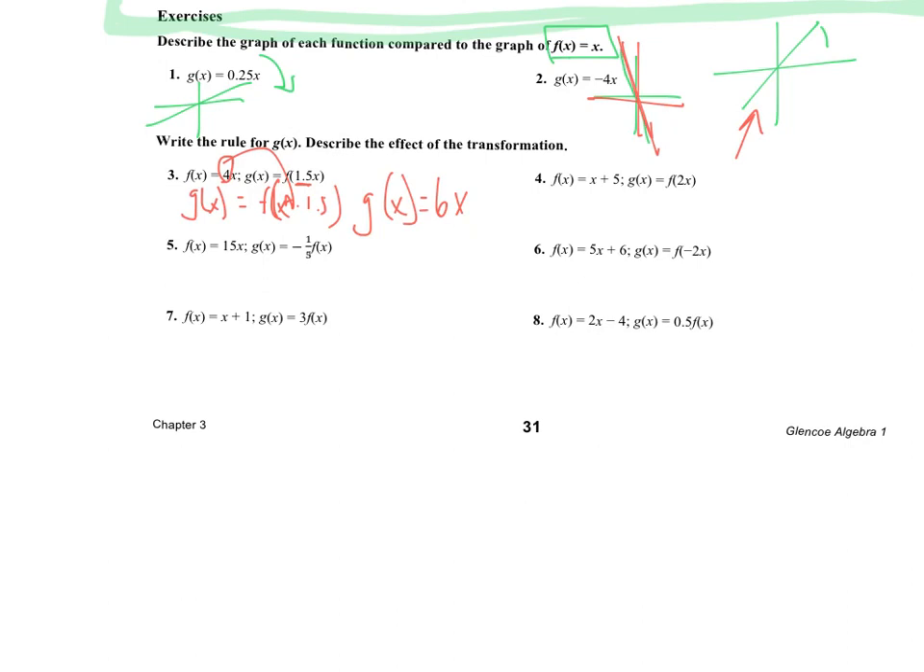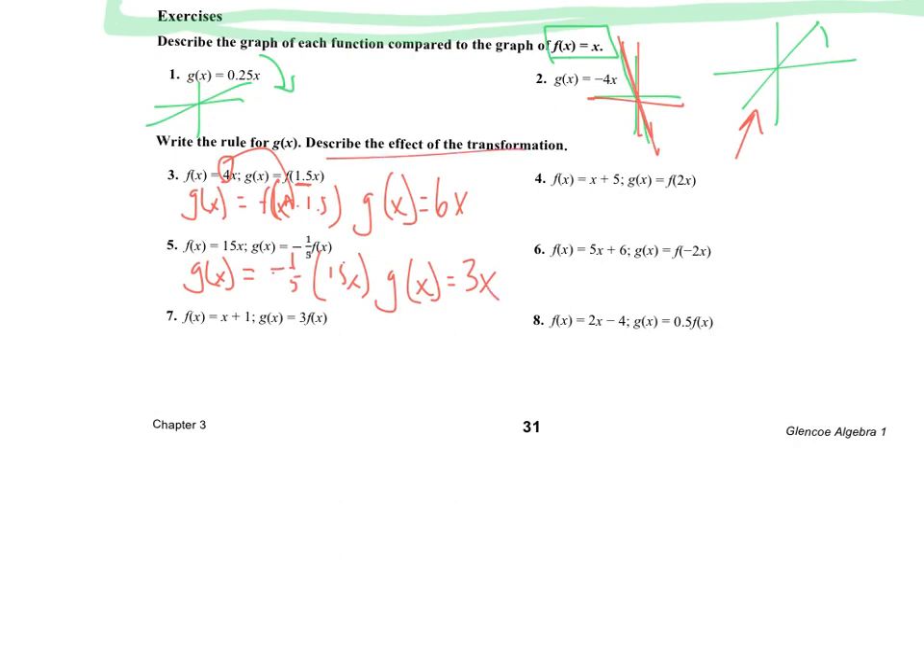I'll just go down. I'll do 3, 5, and 7 first. Number 5, so f of x is equal to 15x. G of x equals 1/5 of f of x. So in other words, I want every output to be 1/5 of its input. All right, so g of x equals 1/5 of 15x. That is some great handwriting there. All right, and that will turn into g of x being equal to 3x.